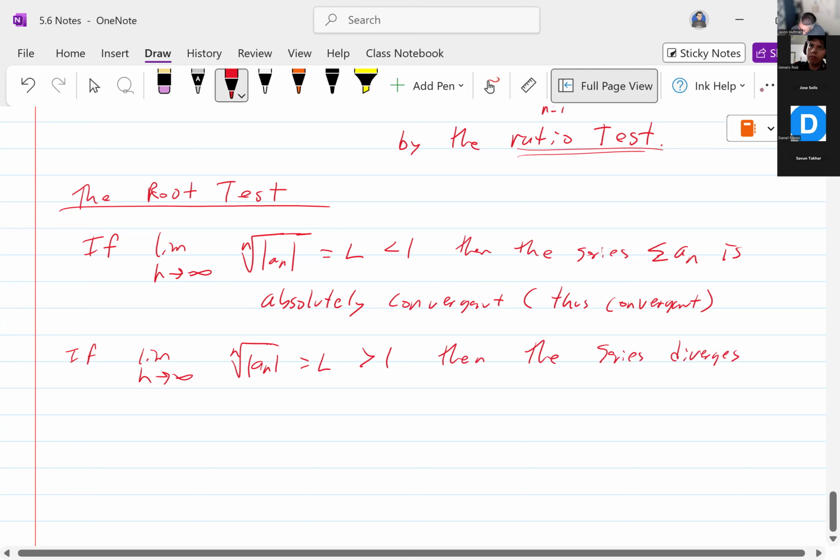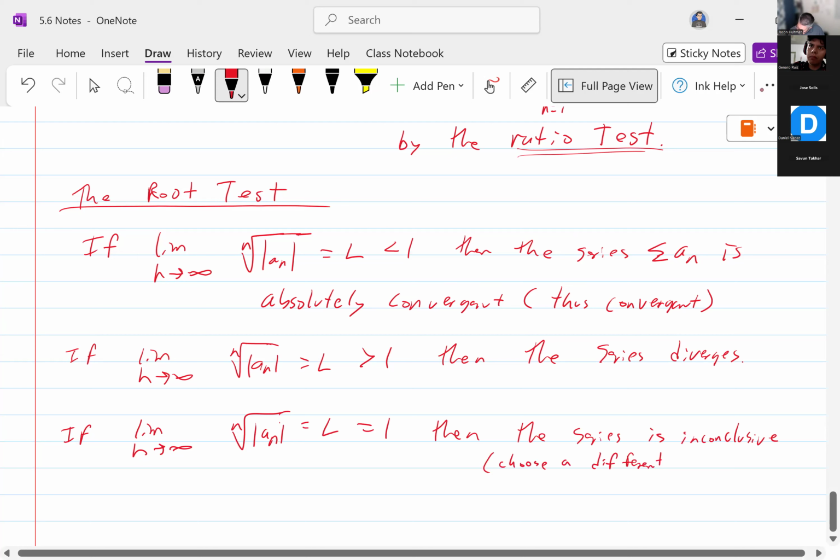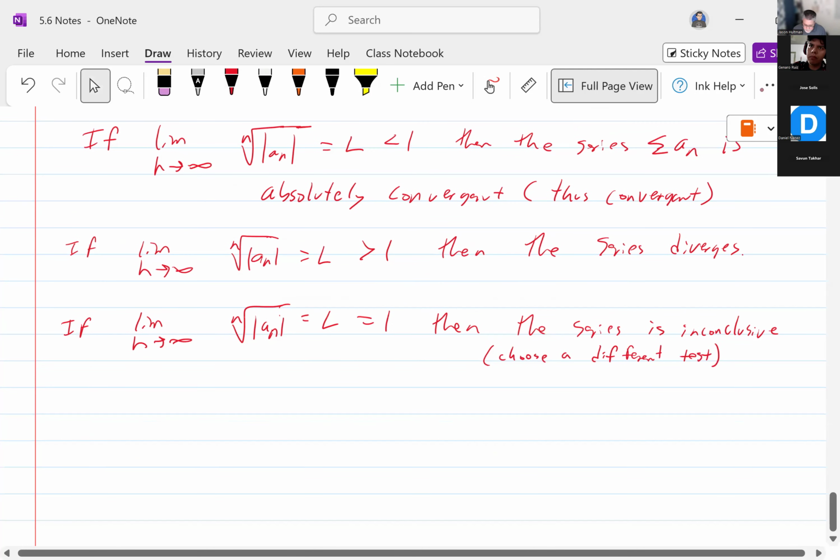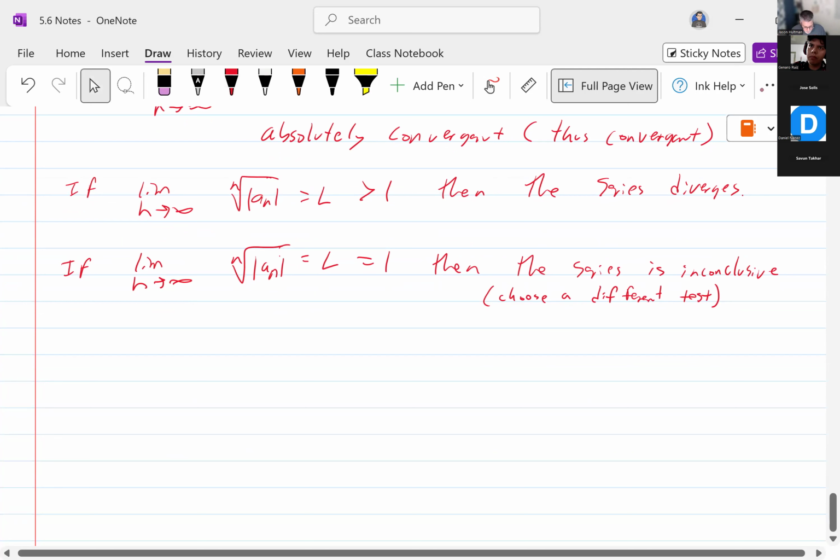If the limit as n goes to infinity of a sub n equals L equals 1, then the test is inconclusive. Choose a different test. Now we have 10 to choose from, so we could choose one of the other 9. So let's do an example with the root test.